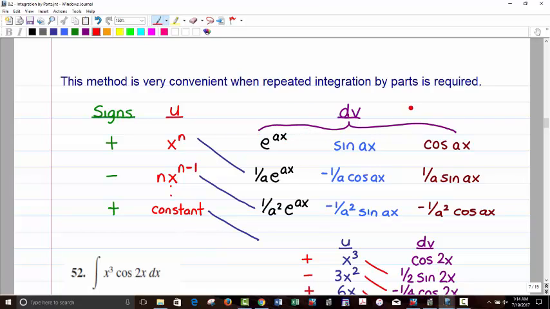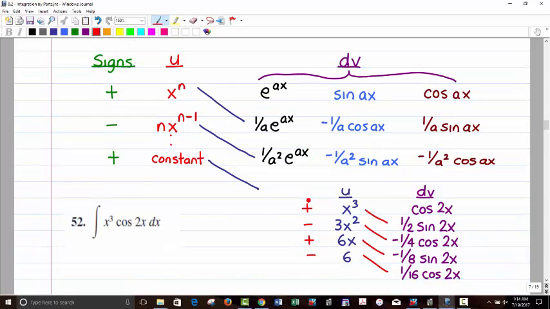Now here you have to be careful, and this is where people mess this up. The dV column means we're integrating as we go down. That's the biggest mistake I see people make on an exam. Let's say there's e to the 3x. They'll put 3e to the 3x, 9e to the 3x, and so forth. They were actually differentiating instead of integrating. It should go e to the 3x, 1/3 e to the 3x, 1/9 e to the 3x. So we're integrating going downward.